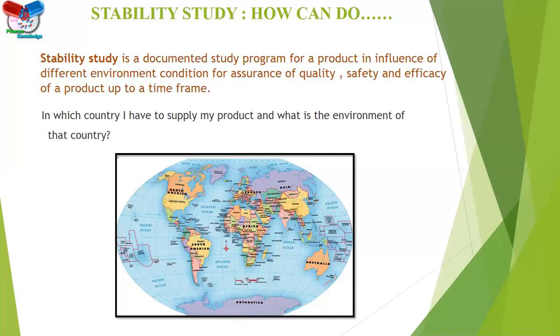So, in which country I have to supply my product, and what is the environment condition of that country? We should consider all of these things. So, a documented program which ensures the quality, safety, and efficacy of the product, so that I can do business for my product.